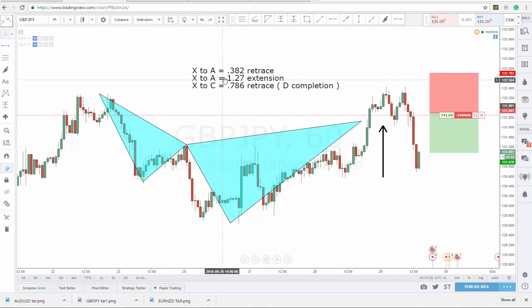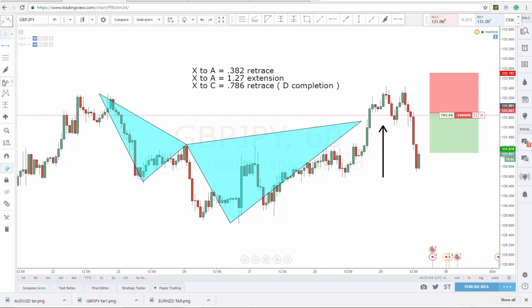We have an X to A again, and this is where this pattern, the cipher pattern, actually differs from the Gartley, bat, and butterfly. Both of our first measurements are going to be from X to A. So the first one is a retracement of X to A. The second one is going to be an extension from X down to A and back up. And then going from X all the way down to C with a retracement will give us a 786 retracement for our D completion. And let's go ahead and go over that now.